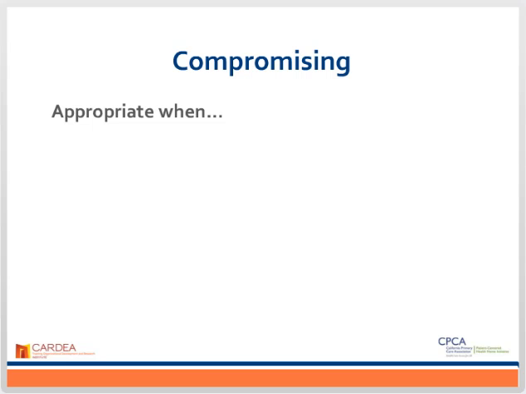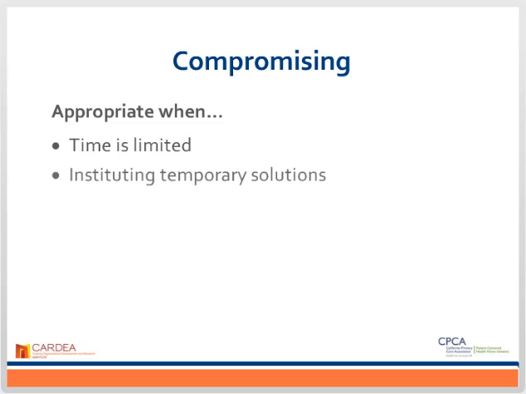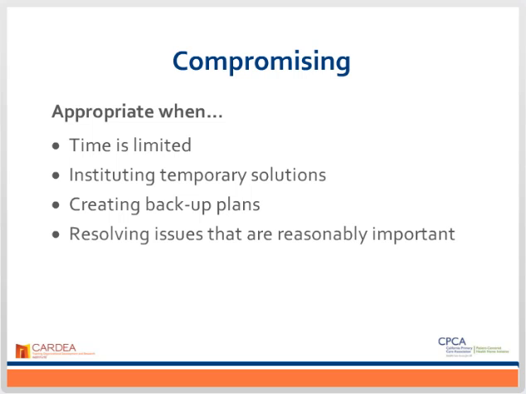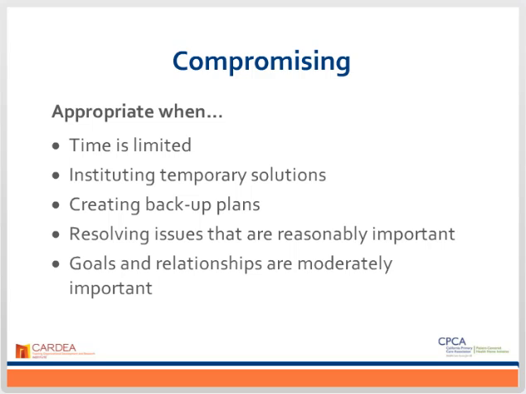In contrast to collaborating, compromising is appropriate when time is limited. It can be useful when instituting temporary solutions and creating backup plans, or resolving issues that are reasonably important. Therefore, it's appropriate when goals and relationships are moderately important. Because compromising seeks to find an expedient solution that somewhat satisfies all parties, it can be used as a first step along with one of the other 4 methods. Let's look at a situation in which compromising might be an appropriate method.